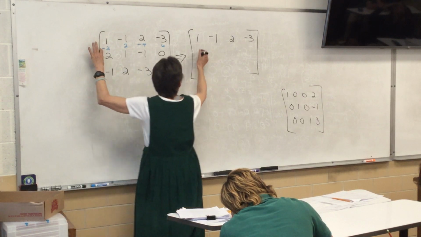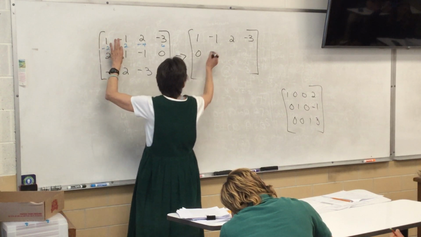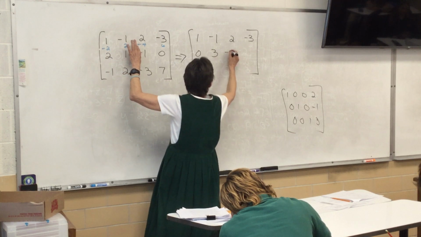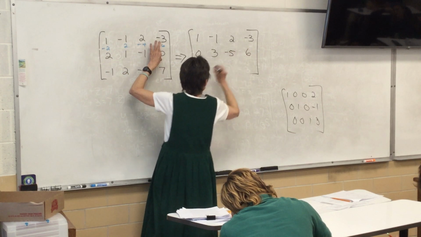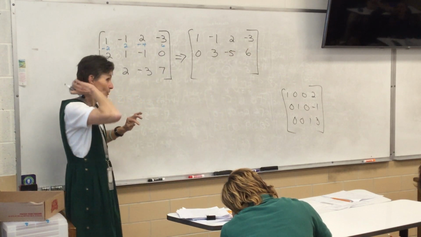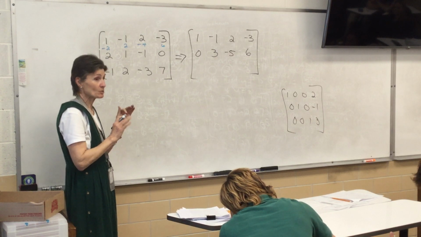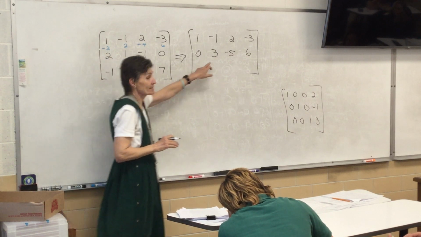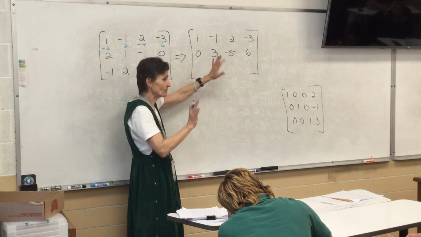So I'm gonna get 0, 3, -5, and 6. Does that look okay to everybody? Now it's not as awesome as last time, because that's not a 1, but that's okay. That's all right, we'll deal with that.